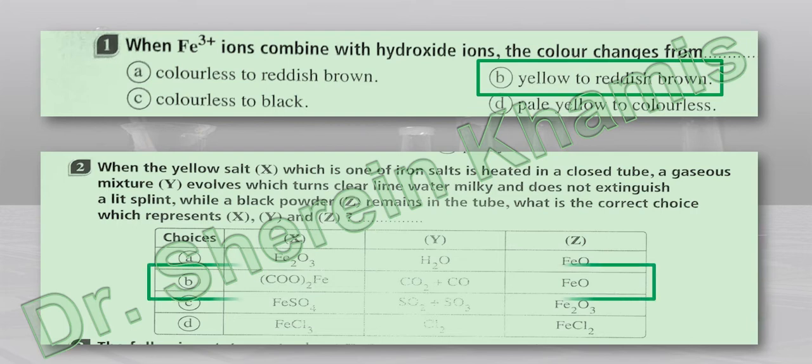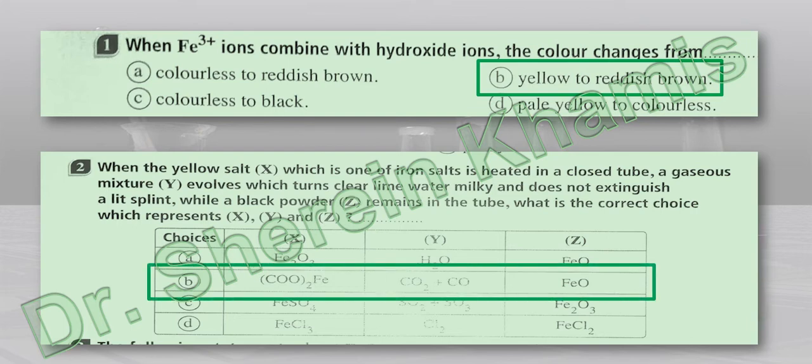The right answer will be number B, as we have a salt that, when heated in a tube, evolves a gas mixture which, as we said, turns clear lime water milky. The only ones that can do this are carbon dioxide or carbon monoxide. So the right answer will be number B.